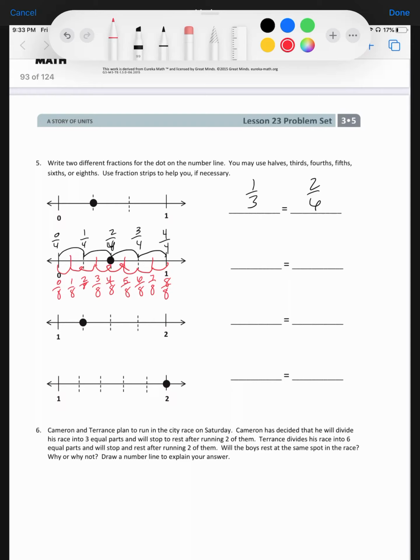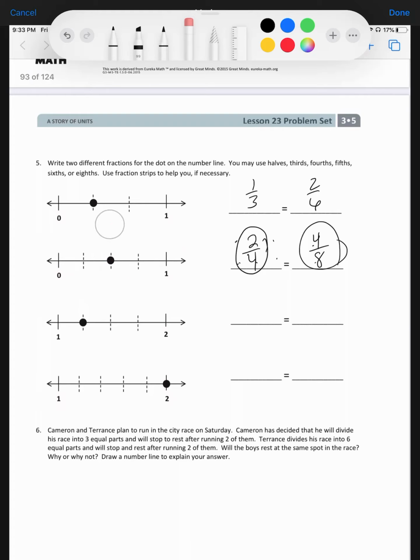So looking at our dot that's already there on the number line, 2 fourths is equal to 4 eighths. Now what could we multiply the numerator and the denominator of this fraction by to get 4 eighths? Well, if we multiply each of these by 2, 2 times 2 equals 4, 4 times 2 equals 8. So we do have equivalent fractions here. Let's go to the next one. I'm going to erase this mess so we can see around it.